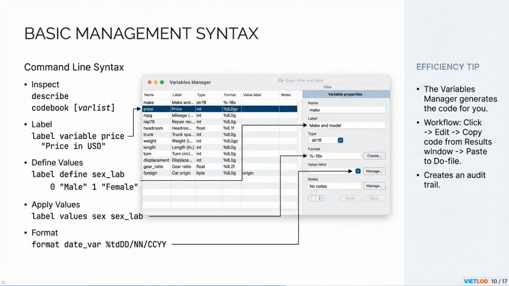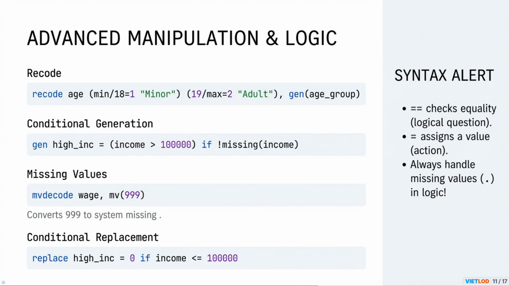Finally, to control display appearance, use the format command, which is especially useful for dates, like format datevar %td dd nn ccyy. An efficiency tip is to use the graphical Variables Manager to make your changes. Then, Stata records the corresponding commands in the results window. You can copy and paste these commands into your do file to create a reproducible audit trail. With these basic commands, we can also implement more advanced logic for data cleaning and variable creation.